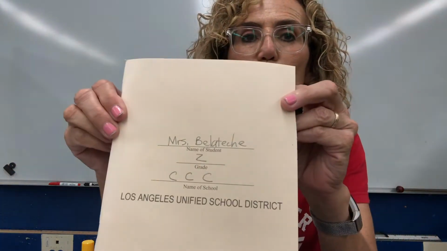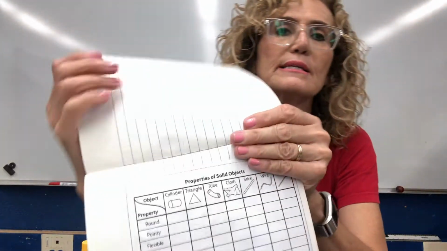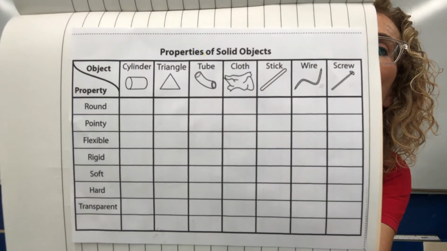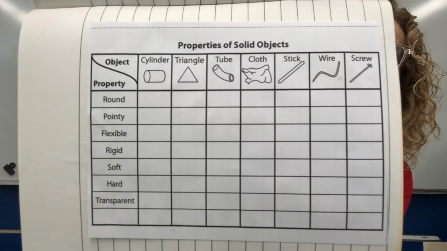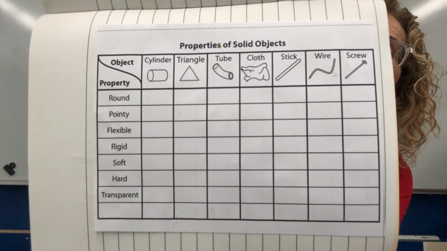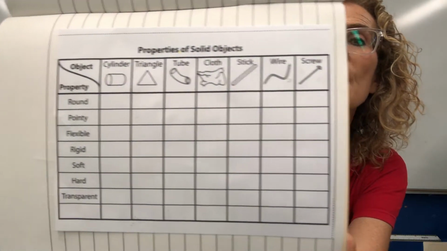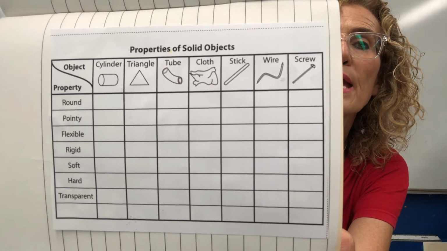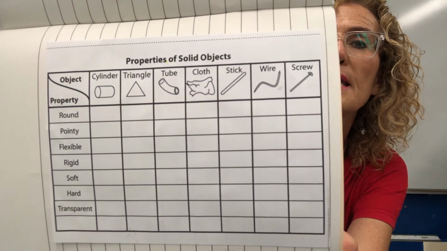Okay, so boys and girls, I want you to get out your science notebook. And I've already glued mine in. I'm sorry, I got a little ahead of myself. I want you to get this page, properties of solid objects. And I trimmed mine a little bit so that it would fit in the notebook. And then I glued it to the page. So please go ahead and do that now.